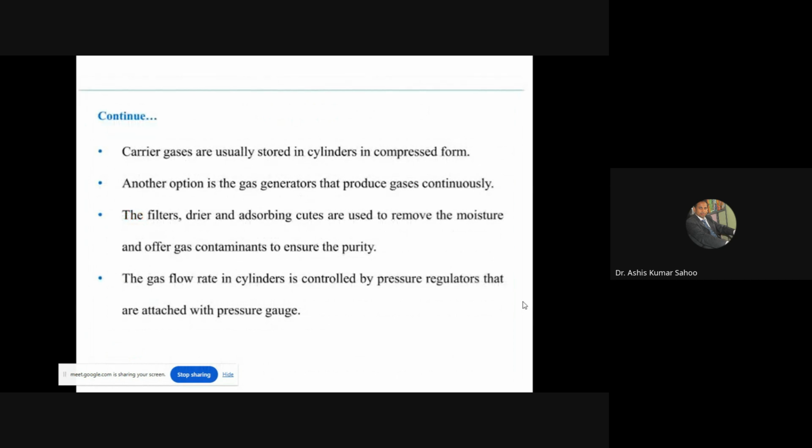Carrier gases are usually stored in a cylinder in compressed form. Another option is a gas generator, which produces gases continuously. Filters, dryers and absorbing tubes are used to remove moisture. The gas flow rate is controlled by the cylinder.